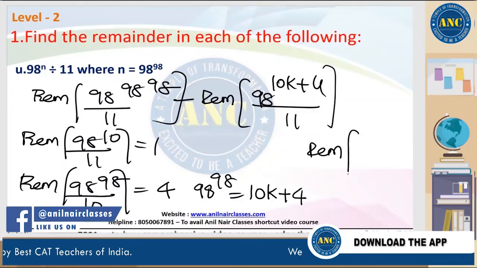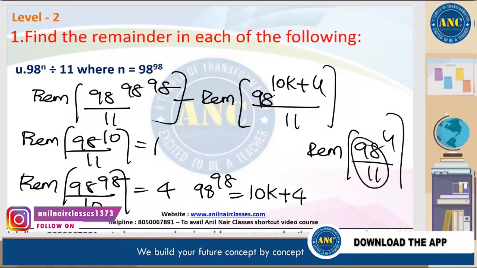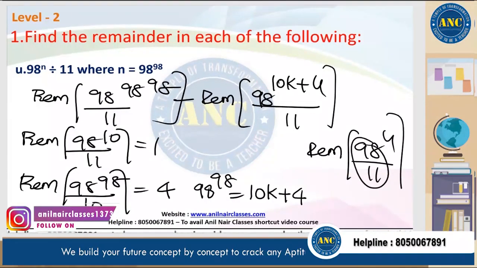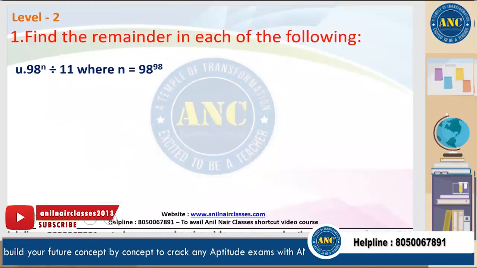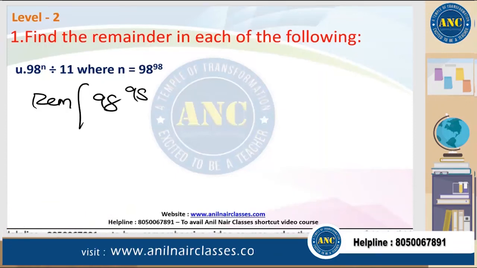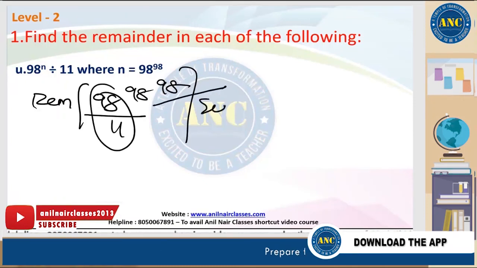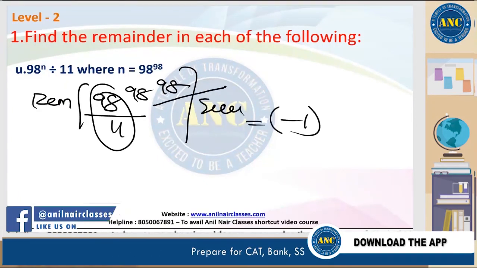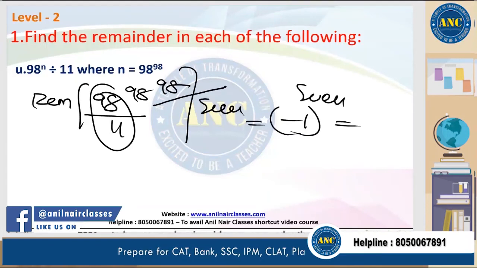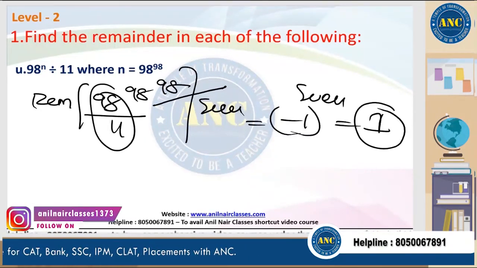So now the things become easier. 98 power 4 by 11. 11 nines are 99. Oh, why are we doing all this? Sometimes our brain does not work. This is a 5 seconds problem. 98 power 98 power 98 divided by 11. 11 nines are 99. It is even. Minus 1 power even is plus 1. I am thinking that it is a difficult question, but actually it's an easy question.